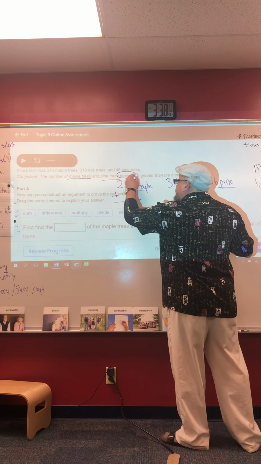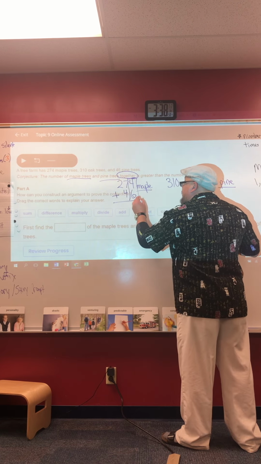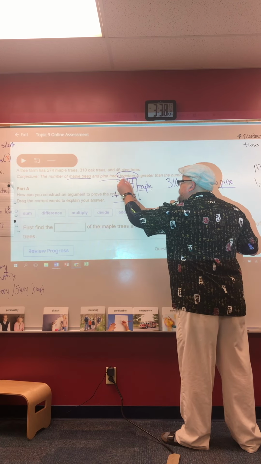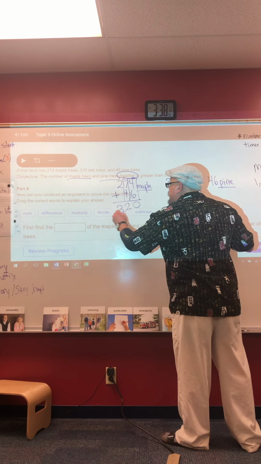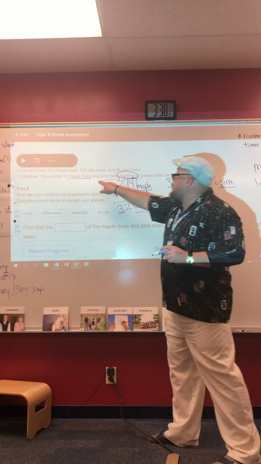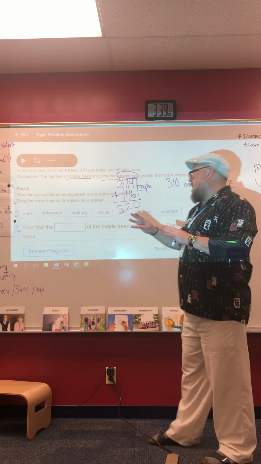And of course, we're going to box it in. 4 plus 6 is 10. We write down the 0, carry the 1. 1 plus 7 is 8. 8 plus 4 is 12. We carry the 1. So we have 320 maple trees and pine trees together.